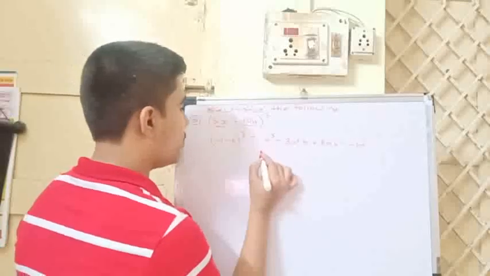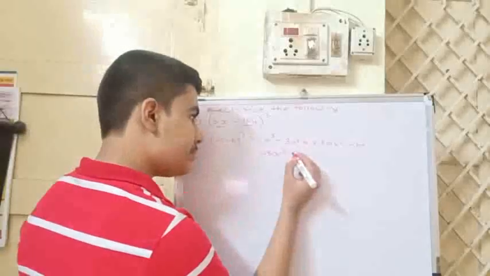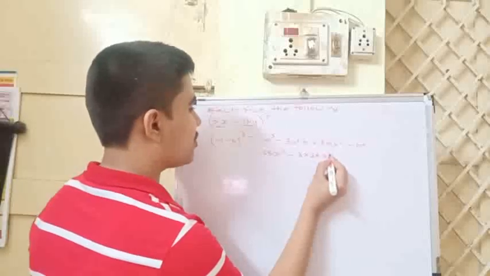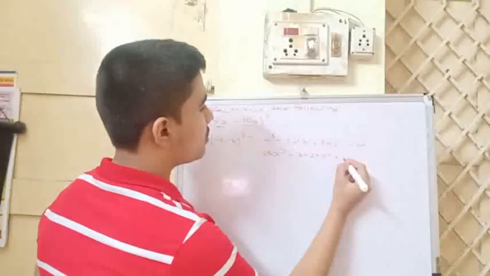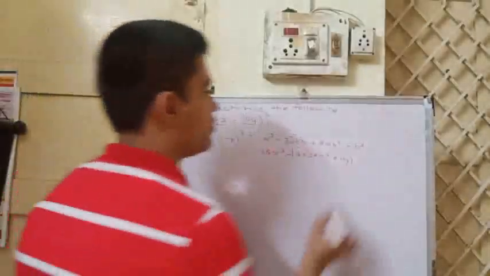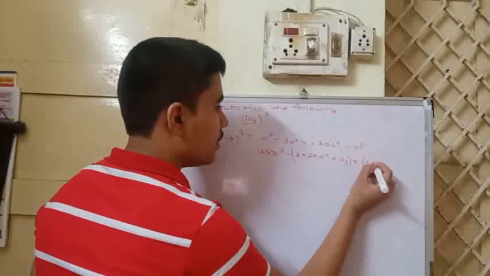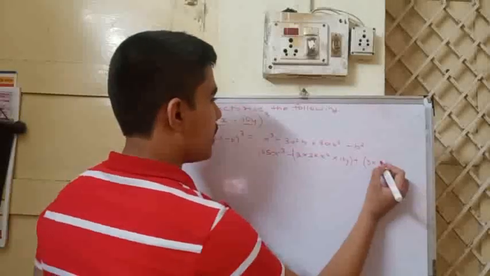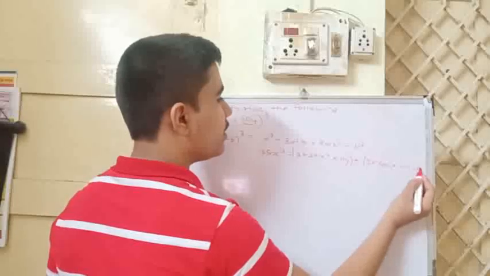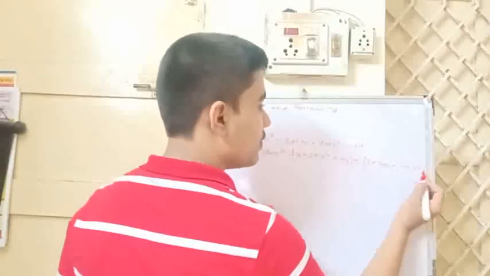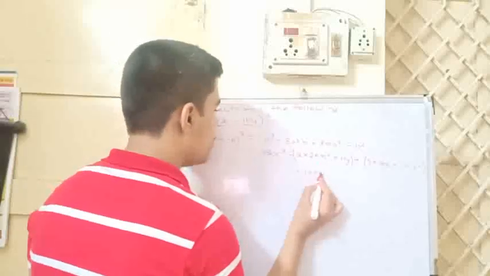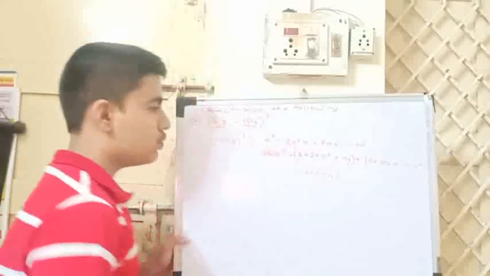A cube means 5 cube is 125 and x cube is x cube, minus 3 into a square, 5 square is 25 and x square is x square, into b, now b is 10y, we will take it in brackets, plus 3 into a is 5x into b square, 10 square is 100 and y square, now minus b cube, 10 cube is 1000 and y cube is y cube.